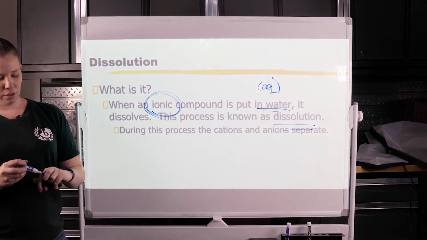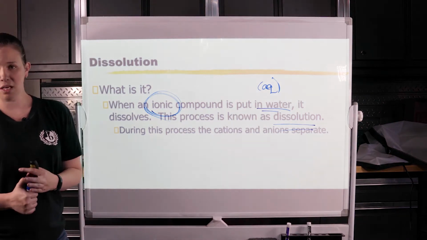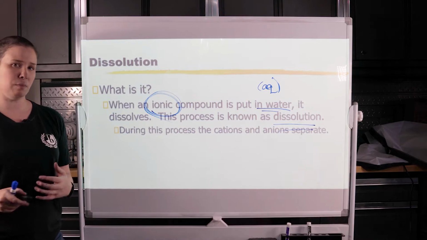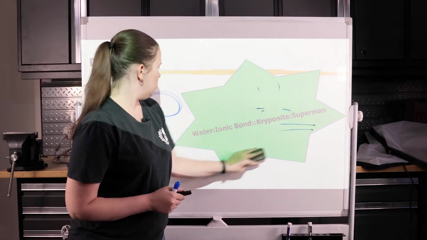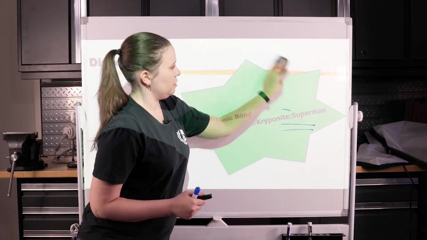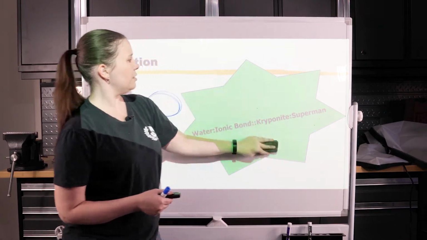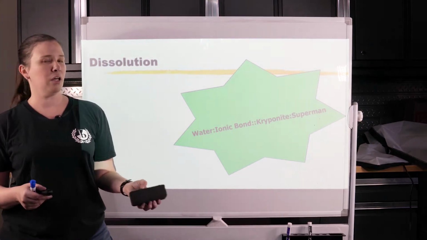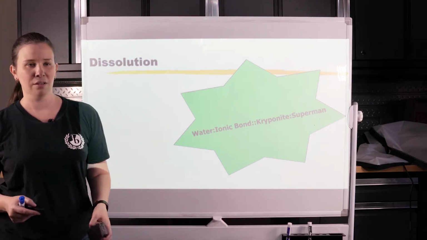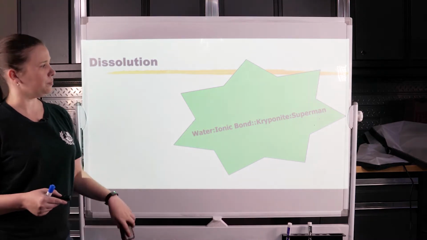If you remember, the ionic bond was the strongest type of bond and had some of our highest melting points. But water is kind of like its kryptonite. Water to an ionic compound is the same as kryptonite was for Superman. It's its weakness. Ionic compounds will break up in water. And by the way, molecular compounds will not. Only ionic compounds break up in water.